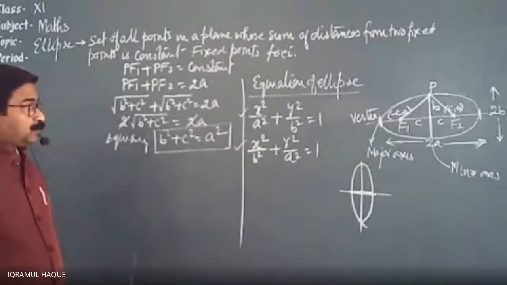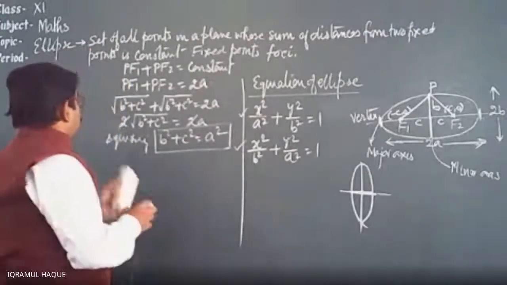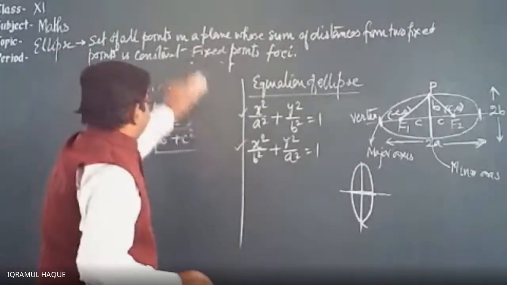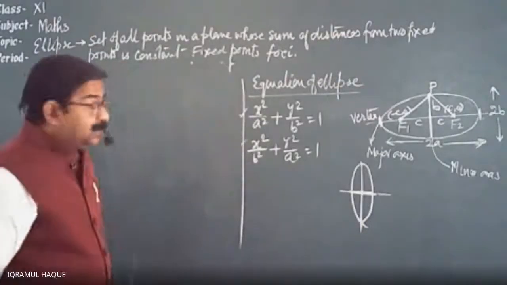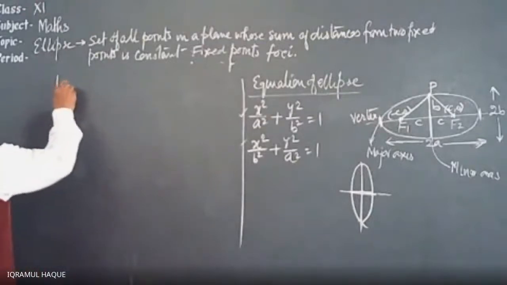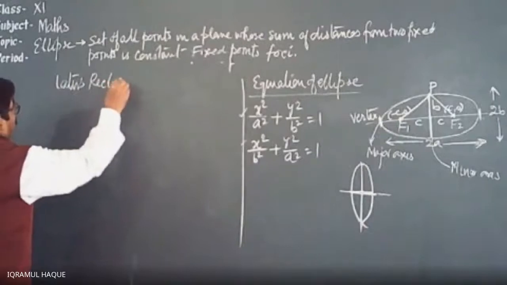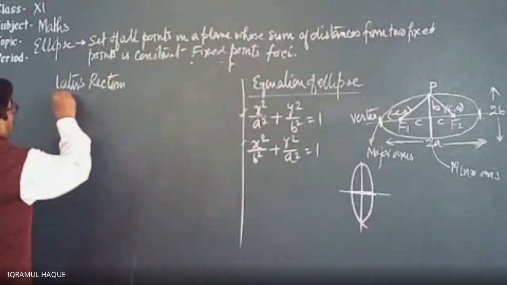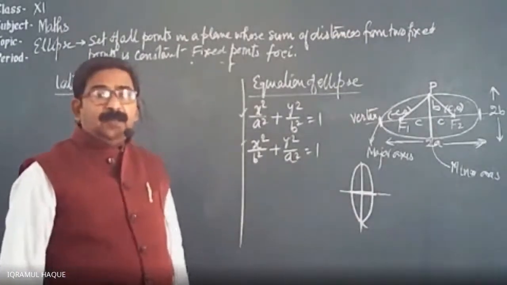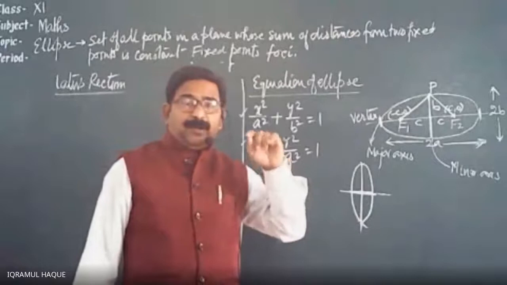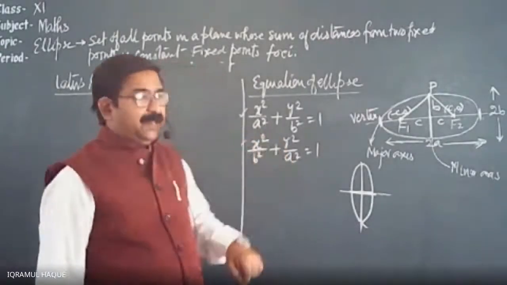All right. Now we have two more terms, that is latus rectum. Latus rectum is a line which is perpendicular to the axis and through its foci.